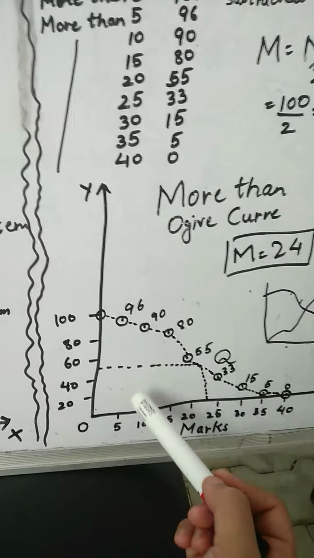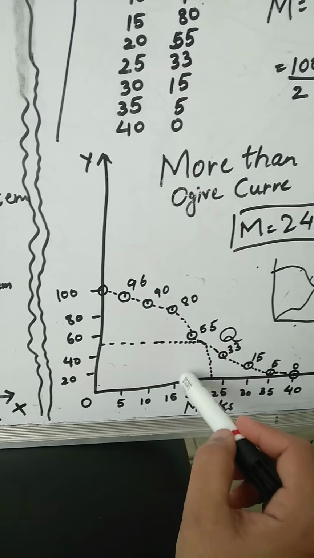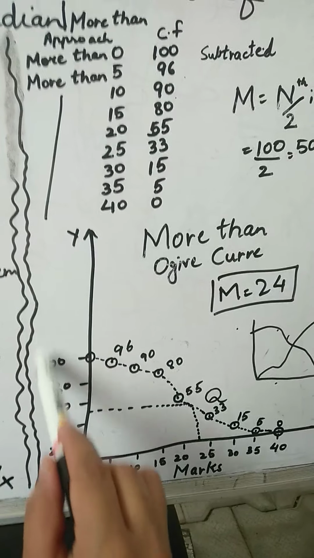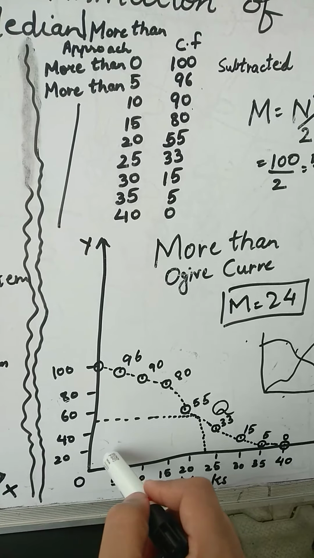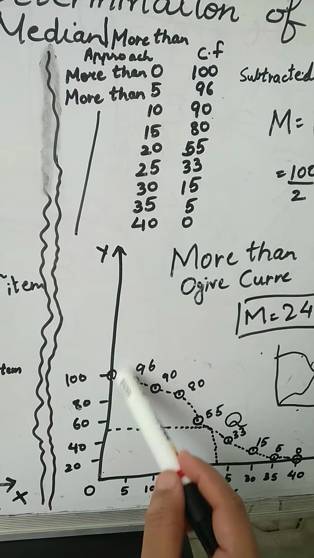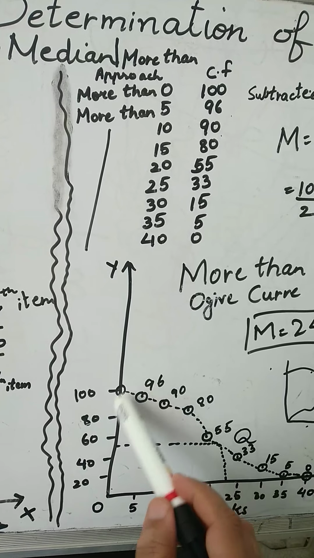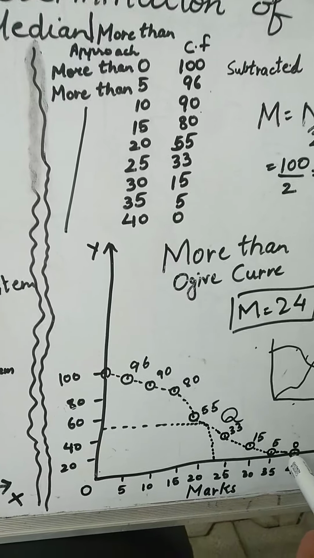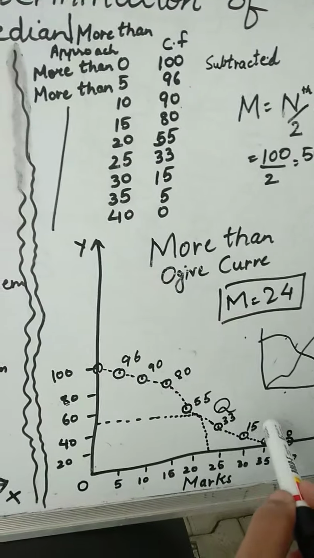Again we are going to plot it out. We will make the same graph, with the x-axis consisting of marks of the students and the y-axis consisting of the cumulative frequency or the number of students. Then we will plot these points. More than 0 was 100, so over 0 we will mark the point as 100. More than 5 it's 96, so against 5 we will plot the point as 96. This way we will get this curve which is downward sloping towards the right. Clear? When the curve is downward sloping towards the right, that is the more than ogive.